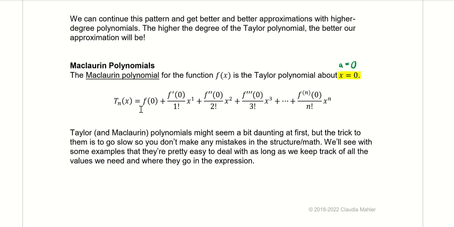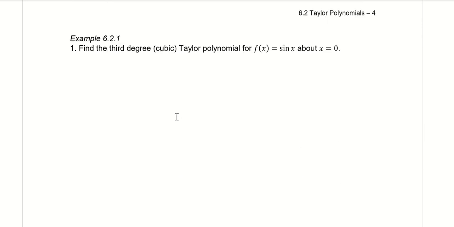So the thing about these polynomials, and I remember when I was taking calculus, I found these to be kind of overwhelming at the start because they can seem a little daunting. But the trick is to go slow, remember the structure, and then you'll see that there's this nice sort of pattern to them, and it's less daunting once you take it slow the first couple times and recognize that pattern. So let's take a look at a couple examples here, starting here on page 4.